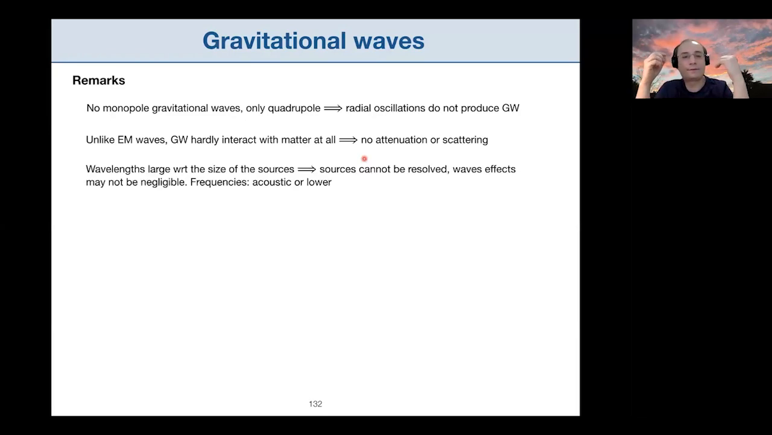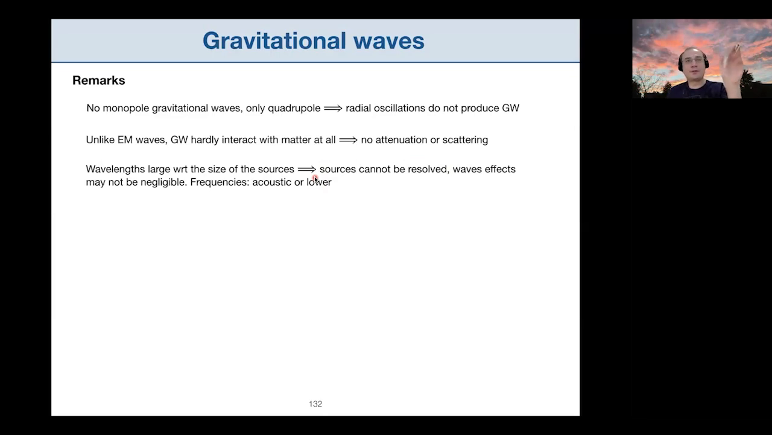The wavelengths of the sources we consider are usually very large in comparison to the size of these sources. So that's simply how the sources of gravitational waves work. And this means that no matter what, the sources cannot be resolved. We cannot see individual stars producing gravitational waves, even if you have some kind of super powerful detector, being able to pinpoint the gravitational wave with large resolution. It's simply that the wavelength is too big for that.